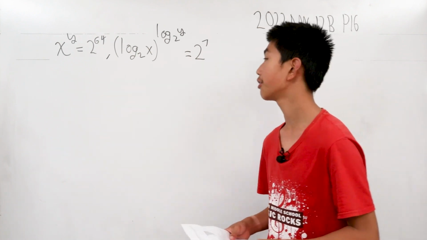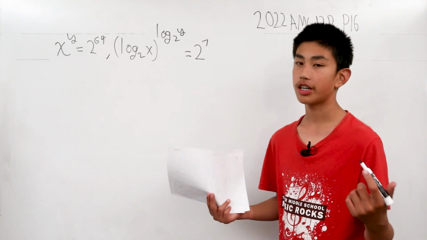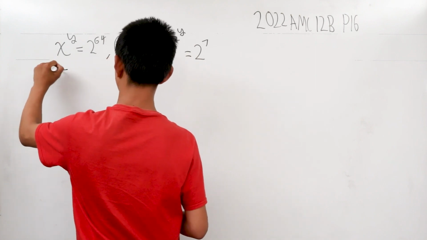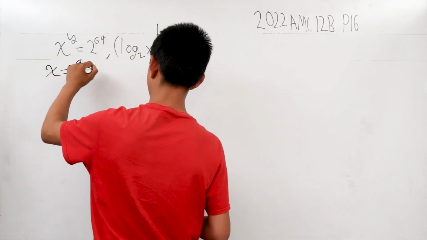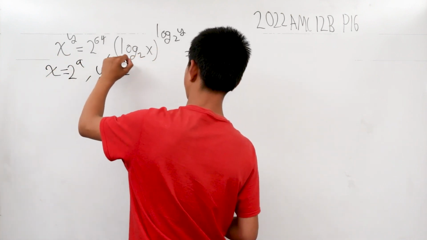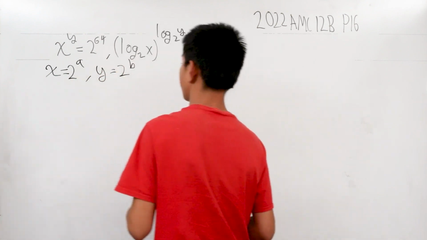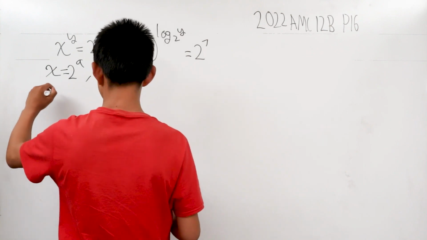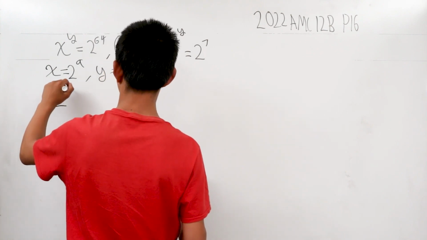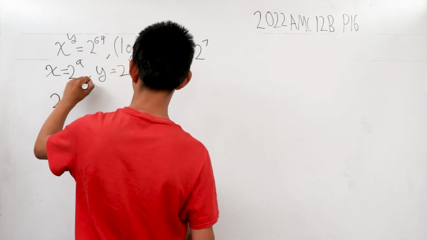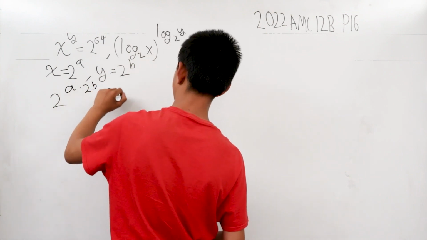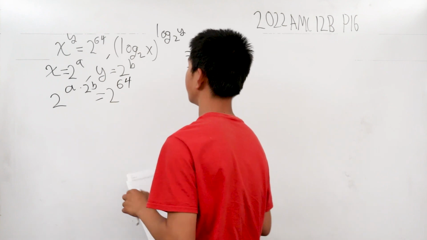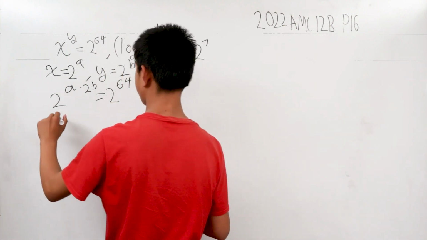So let's use variables to represent the quantities x and y. So x equals 2 to the power of a, y equals 2 to the power of b. Well, let's substitute these values into the first equation. This is 2 to the power of a times 2 to the power of b is 2 to the power of 64. Since these are both powers of 2, we can set the powers equal to each other.